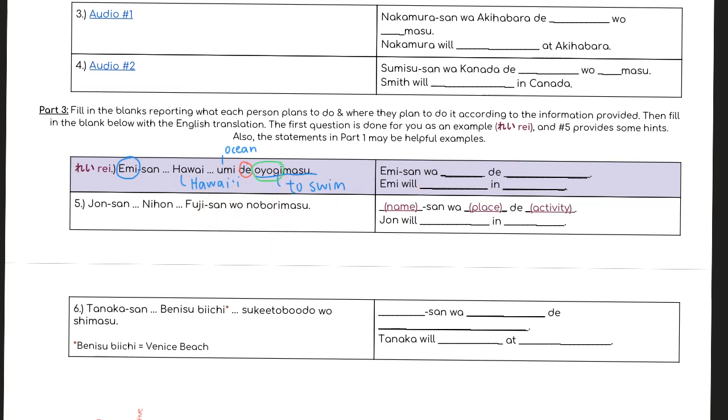So let's report back what we learned according to that information. So we have Emi-san wa blank de blank. Okay, so where is Emi-san doing her activity? She's doing it in Hawaii. So in Japanese, we just say Hawaii. That's how they pronounce it. So Emi-san wa Hawaii de. And what activity is she doing in Hawaii? She's doing umi de oyogimasu. She plans to swim in the ocean. So we'll say Hawaii de umi de oyogimasu.